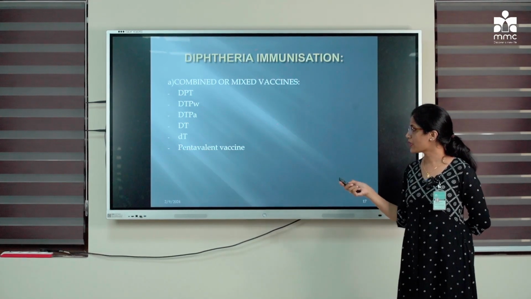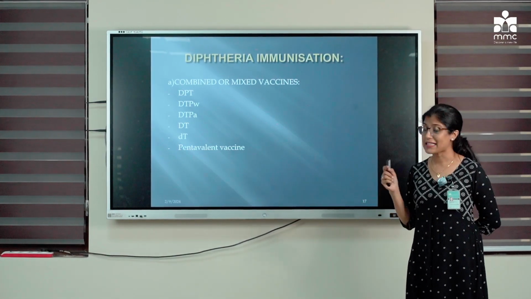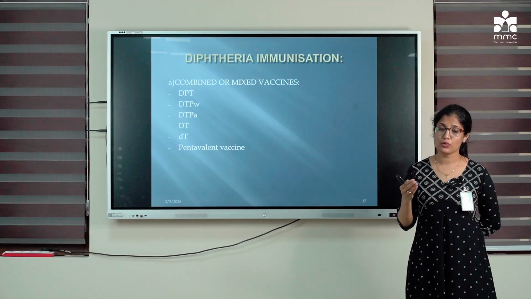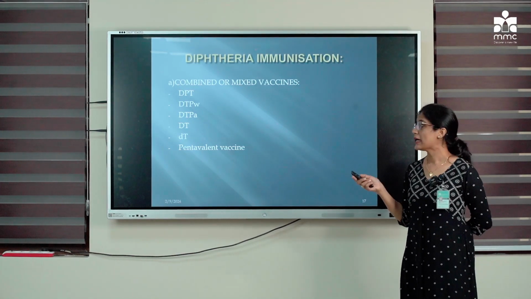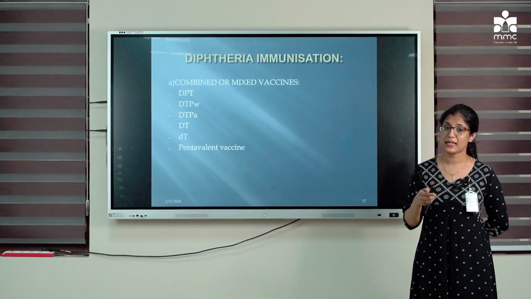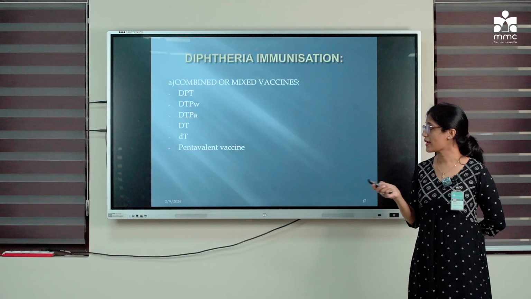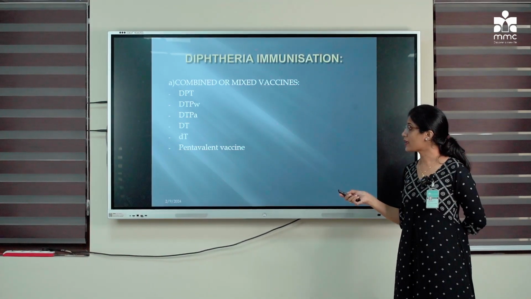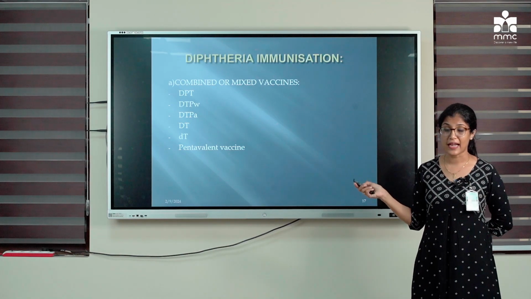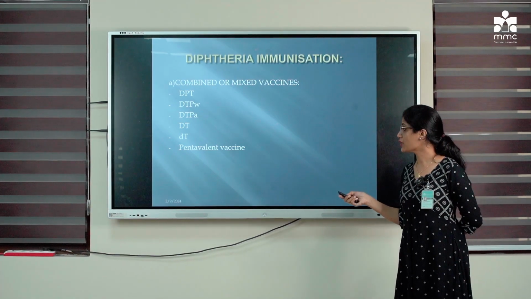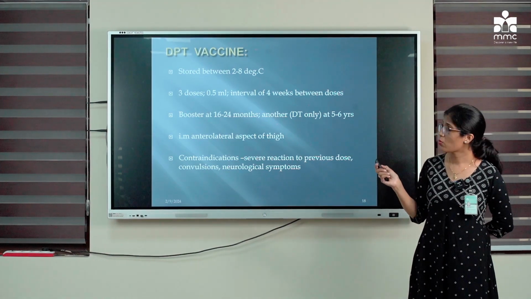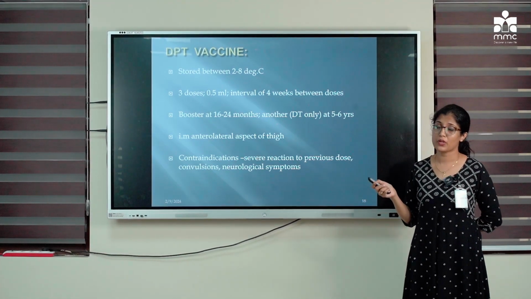We have got the DPT vaccine, we have got the DTPw, which is diphtheria, tetanus and whole cell pertussis vaccine. We have got DTPa vaccine, which is diphtheria, tetanus and acellular pertussis vaccine. We have got DT vaccine, we have got another DT vaccine, which is the adult variant, and we have got the pentavalent vaccine.